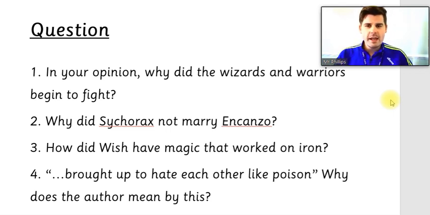So question 1. In your opinion, why did the wizards and warriors begin to fight? I've put in your opinion because it's not necessarily 100% clear. It gives us an idea, but the actual details are a little bit hidden. So why do you think? But see if you can back it up with evidence from the text. Go back to the text, have a little read of that opening page, and tell me, why did the wizards and the warriors begin to fight? Pause the video there, write that answer down.